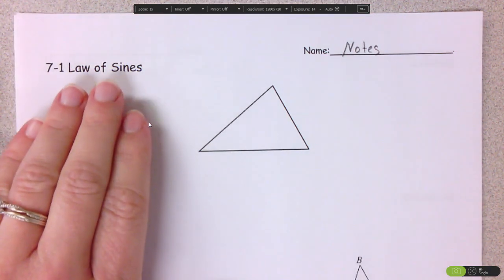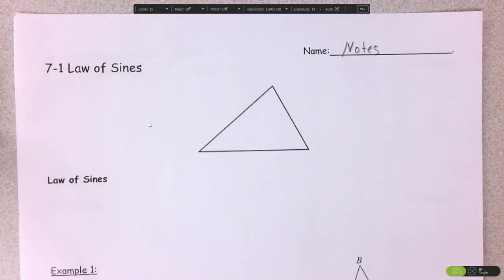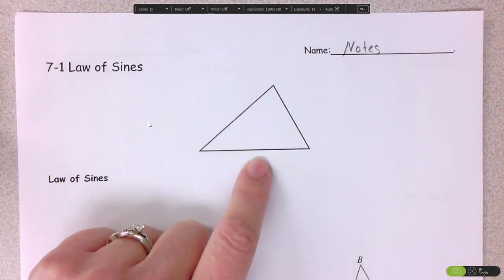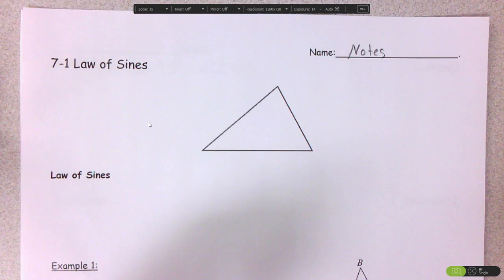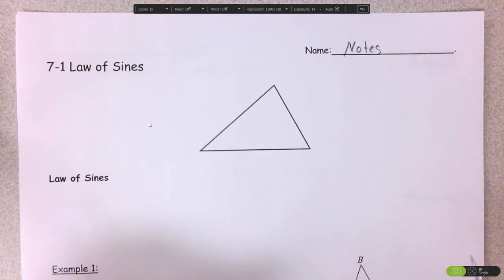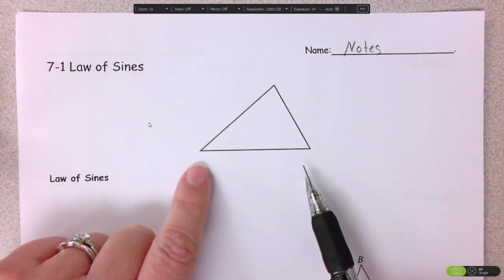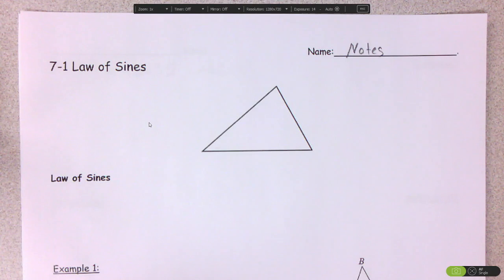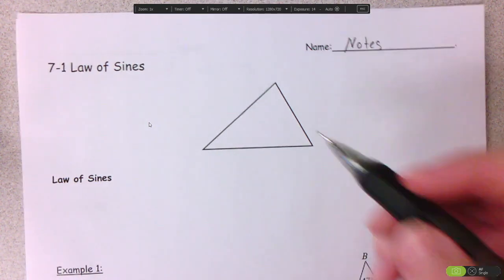So the law of cosines and the law of sines lets us find missing sides and missing angles in non-right triangles. So it's non-right triangle trig, which actually opens up a whole lot more for us, because you will find non-right triangles more in the real world than you will a right triangle. Okay, so we start with a triangle.